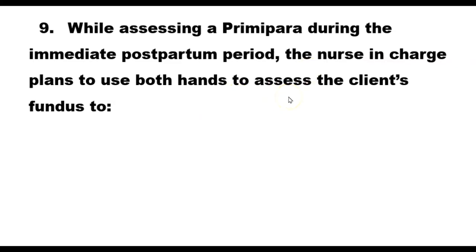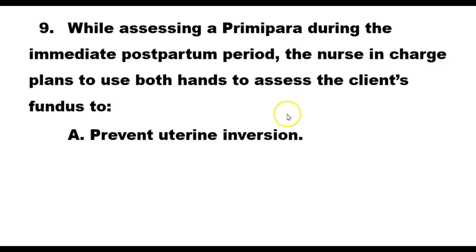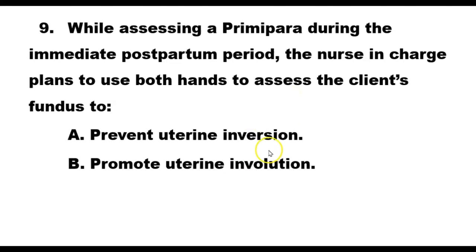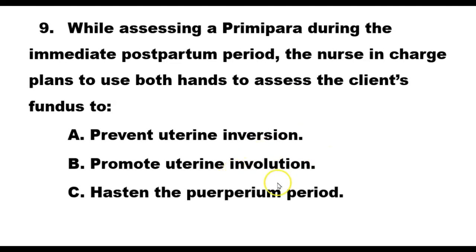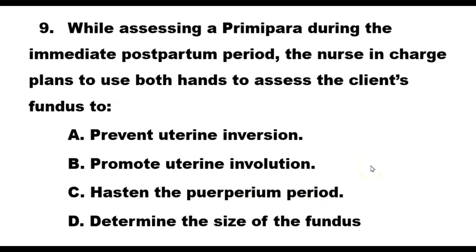Question number 9. While assessing a primipara during the immediate postpartum period, the nurse in charge planned to use both hands to assess a client's fundus. Why? A. Prevent uterine inversion. B. Promote uterine involution. C. Hasten puerperium period. D. Determine the size of the fundus. Take a moment for 5 seconds.